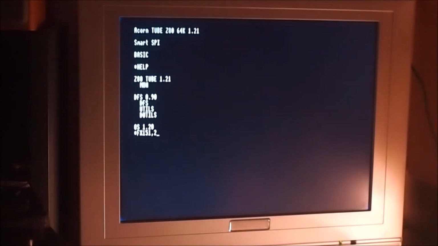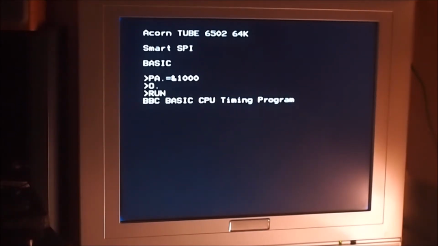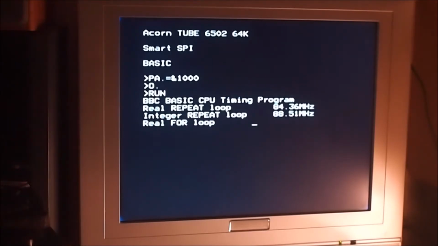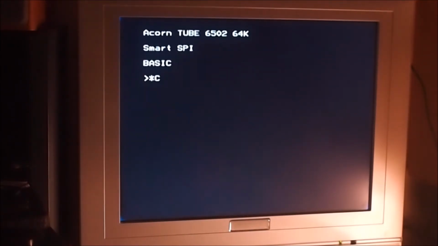And almost there. So now we've got a tube 6502. So I've got three versions of these. Now what I'm going to do is look at the timing of the CPU. I might have to be a little bit patient, but interesting stuff. There we go, 84 megahertz, 88 megahertz. So from the 2 megahertz Beeb, we're now running at 94.